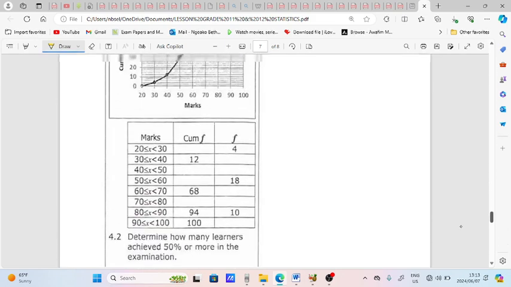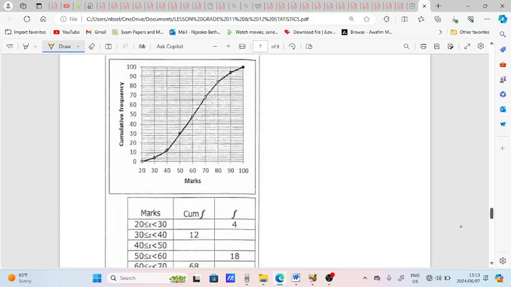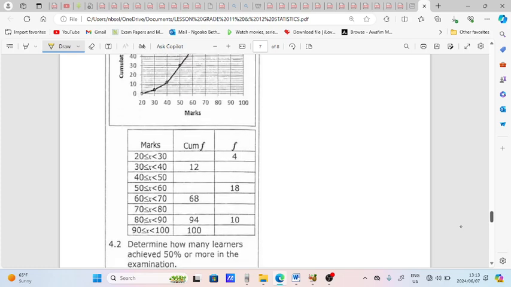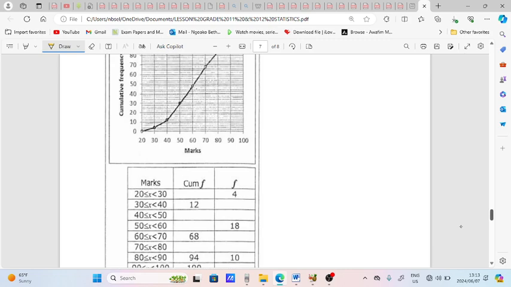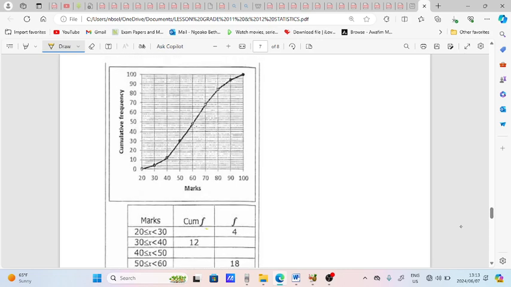50% or more, and the marks are in percentages. Then 50%, I'm leaving that one. But can we fill this table? What will be the answer here? This one is number 4, okay? What will be the number here? You okay? 8, 16 or 18?